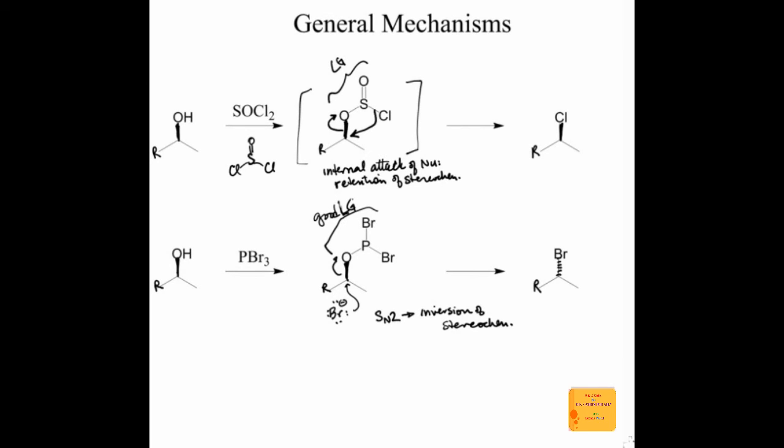So these reagents of SOCl2, PBr3, and phosphorus and iodine are really used more routinely in the conversion of going from an alcohol to an alkyl halide because it avoids some of the pitfalls that we see with some of the other options that we have.